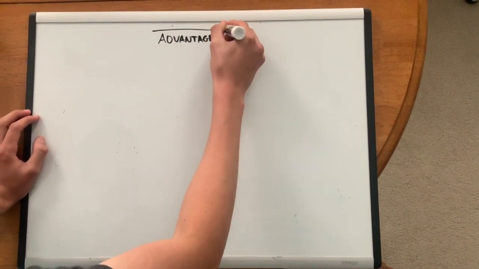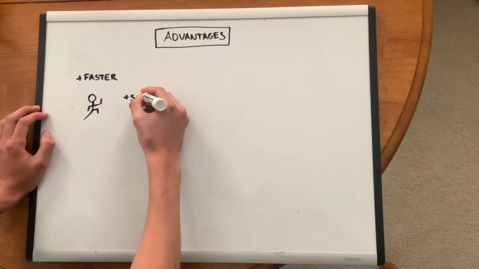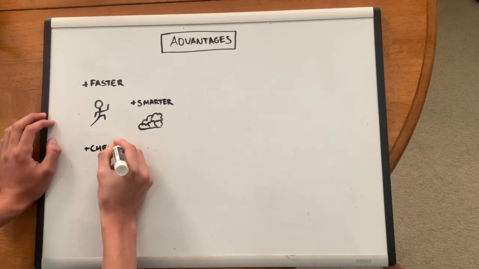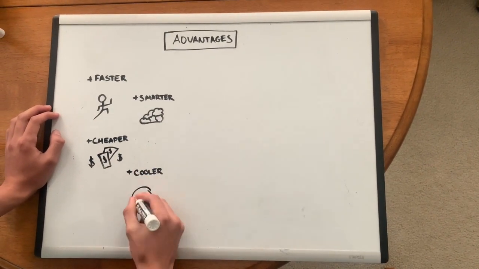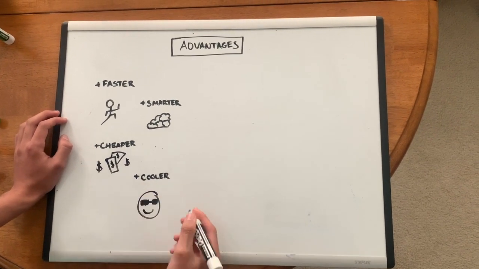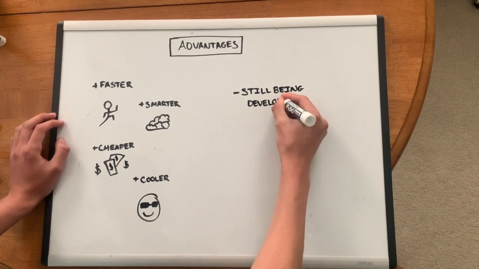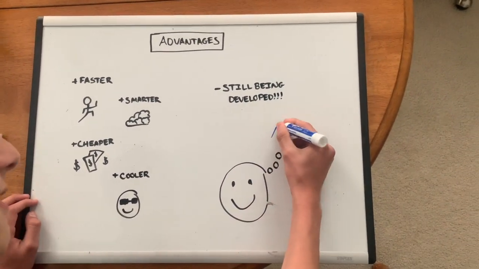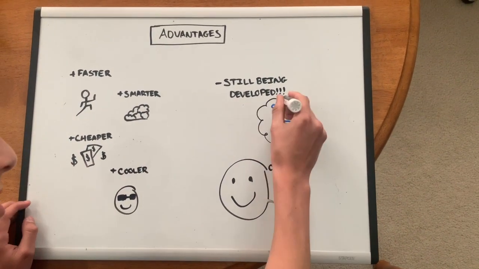So what are the advantages to these quantum computers? Well, for one, they're definitely faster. They're much, much smarter. They're overall cheaper to produce. But most importantly, guys, come on. How cool does a quantum computer sound? Like, I just want one of those things. Too bad, though, they're still being developed. However, just look how happy that guy looks, just dreaming about it. Come on, don't you want that to be you?